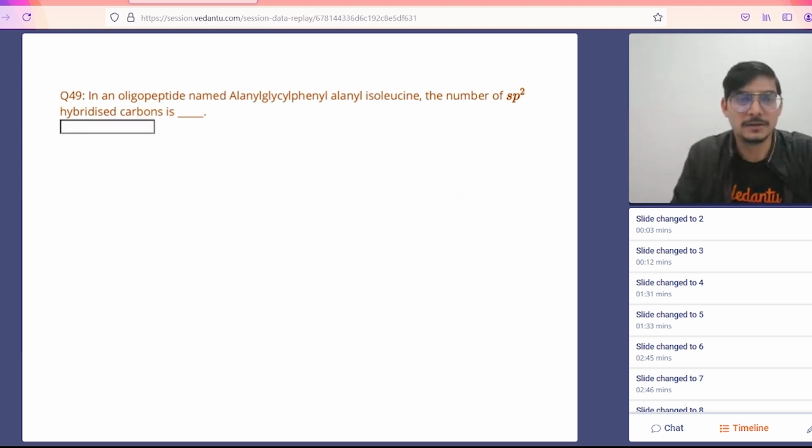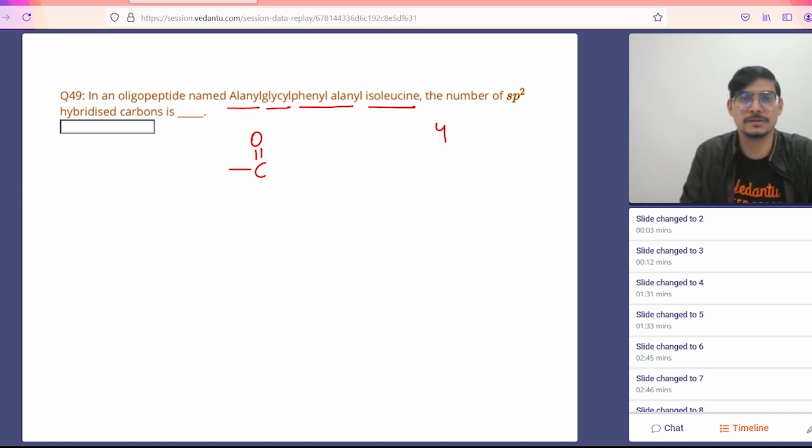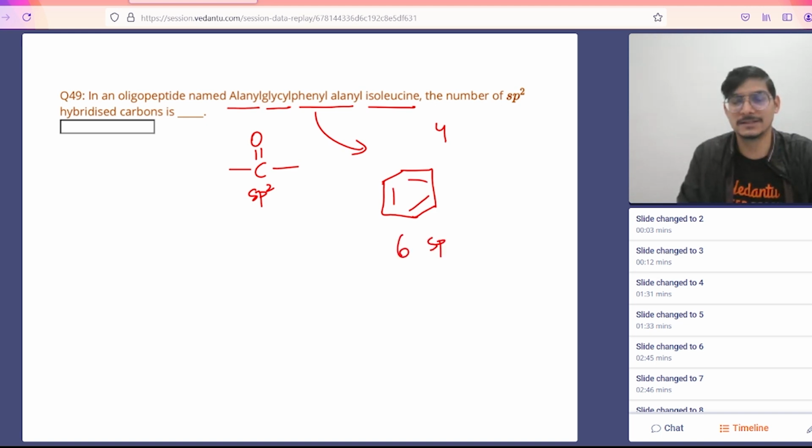In question number 9, in an oligopeptide name this, right? So you need to figure out how many amino acids are there. There's one amino acid, alanine. There is one amino acid, glycine. Then another one is phenylalanine, and then isoleucine. So there are 4 amino acids, right? All of them contain one carboxylic group. So there is one carbonyl carbon with sp2 hybridization, and phenylalanine also contains a benzene ring. So we have 6 sp2 carbon.